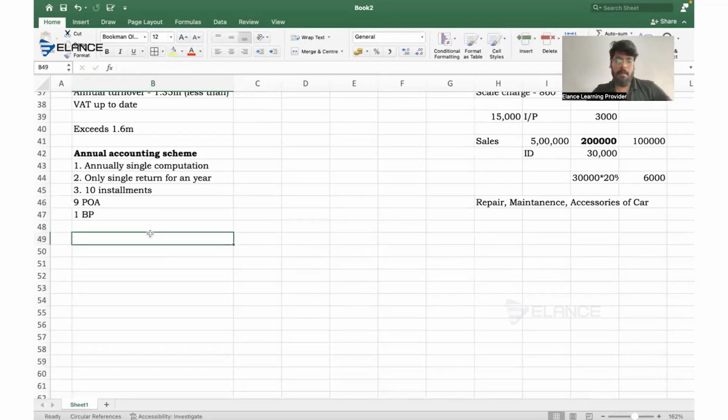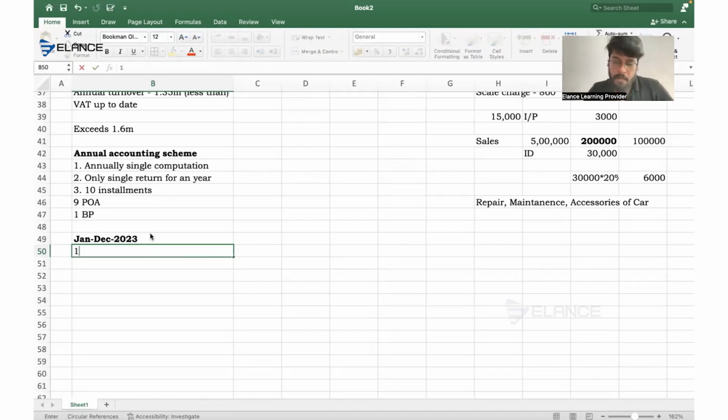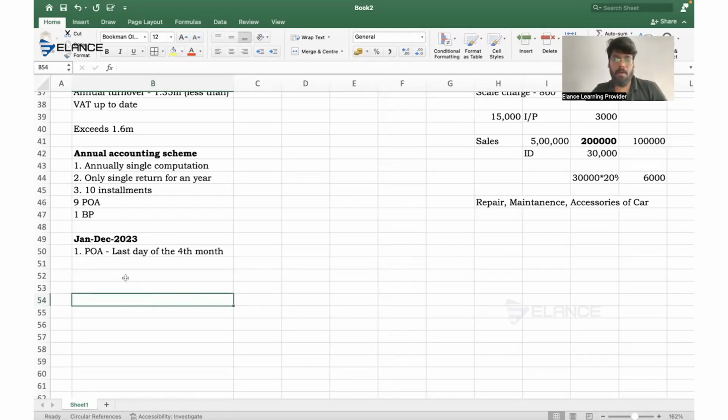For example, I'm an annual accounting scheme member and my accounting period runs from January to December 2023. I should pay the VAT for this period in 10 installments, consisting of 9 payments on account and 1 balancing payment. My first payment on account should be made on the last day of the 4th month.